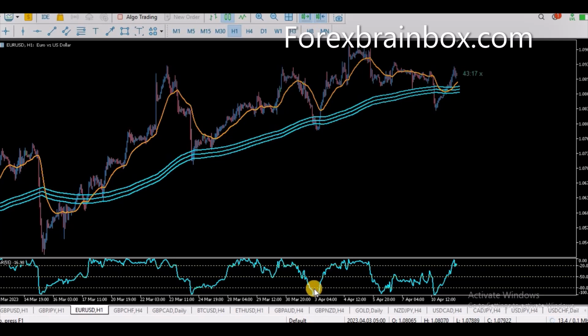Then we have the last one, which is our Williams percentage range. Okay, so now let's start. This is how this scalping strategy works, and I think so far it's one of the best scalping strategies I've seen.